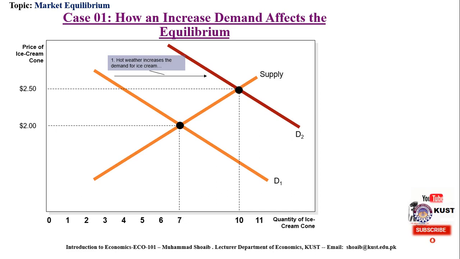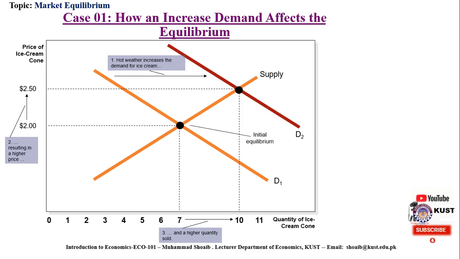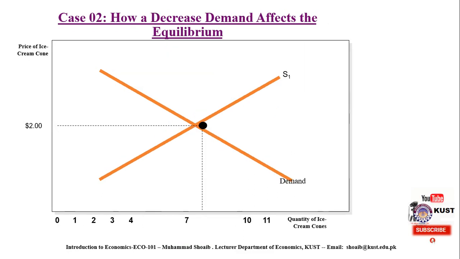That upward shifting of the demand curve has an impact on the equilibrium price and on the equilibrium quantity. The equilibrium price increases from $2 to $2.5. As the demand increases, the suppliers are encouraged to increase the price of the commodity. And the equilibrium quantity also increases from 7 units to 10 units, and we move from the initial equilibrium position to the new equilibrium position.